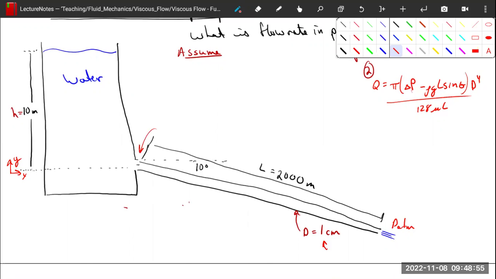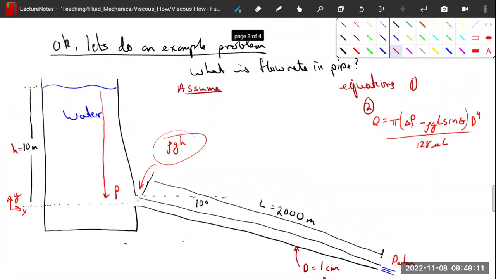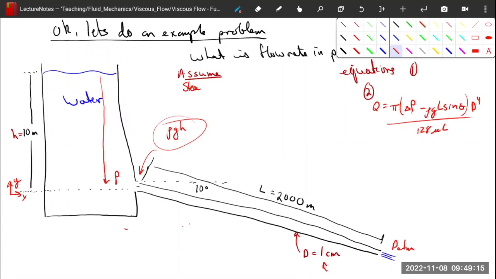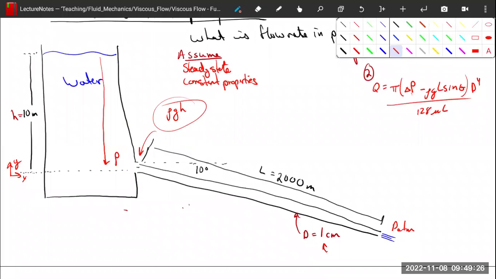So we need to use hydrostatics here. We have to figure out what this pressure is, which we're going to have to use rho G H. Now, hydrostatics assumes non-moving fluid, but fluid is clearly moving here. So we're going to assume steady state at constant properties in order to be able to use rho GH.